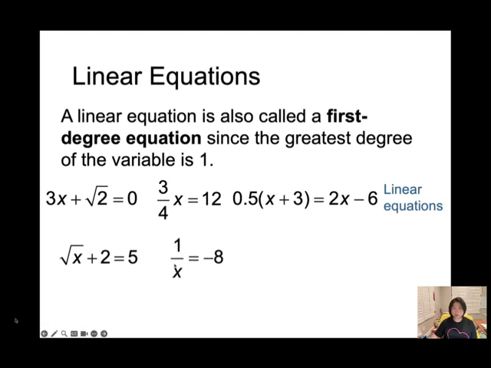This one, 1 over x, we could rewrite as x to the power of -1. So the exponent becomes -1, that's not equal to 1. So this is not a linear equation. And this one, obviously, the degree is going to be second degree. Right? Second degree, so this is not a linear equation. So these three examples, we call nonlinear equations.